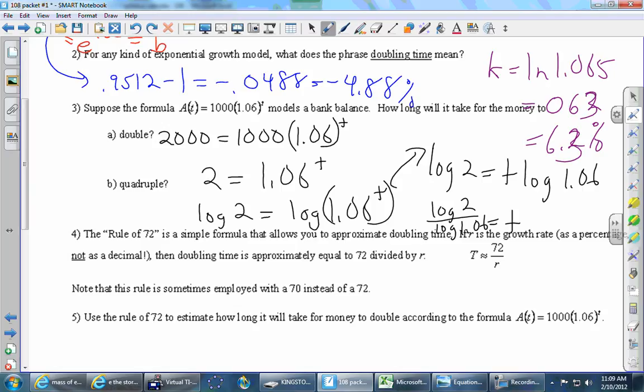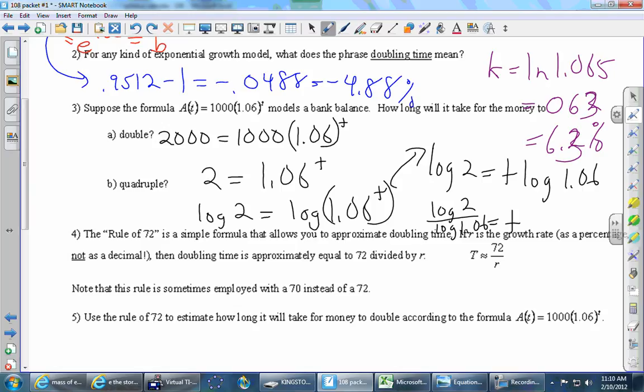Okay, so did we get around 11.9 years for the first answer? For the quadrupling, how long did that take? 23.8 years. Okay, so it takes however long to double, and then it takes exactly the same amount of time to double again. And if this is the first time you're seeing this, it should be somewhat surprising. But this is true for exponential functions.